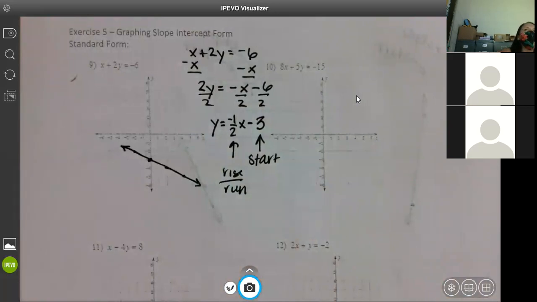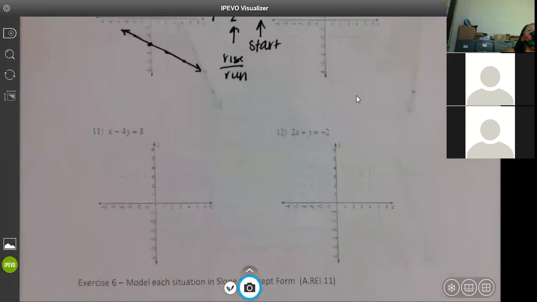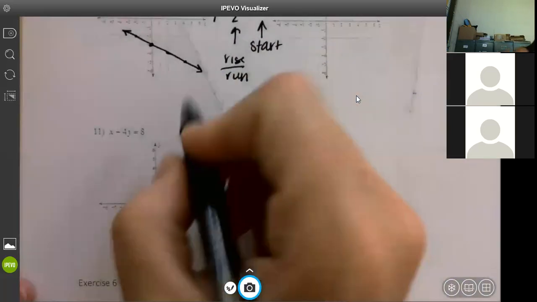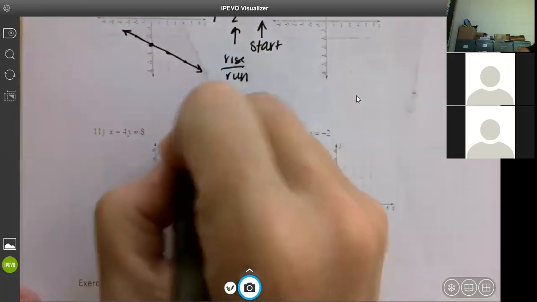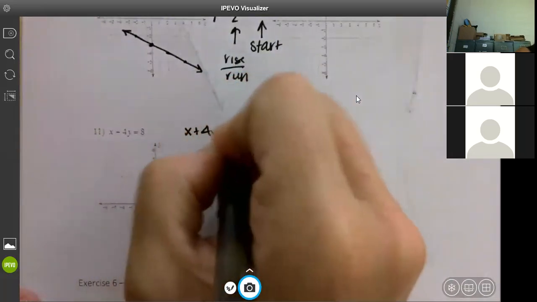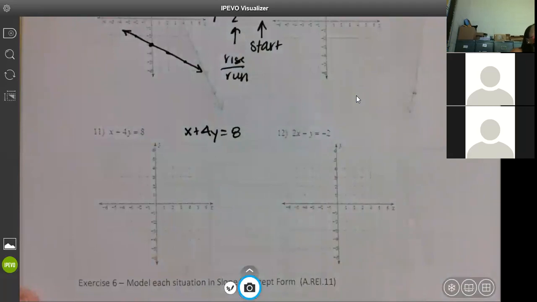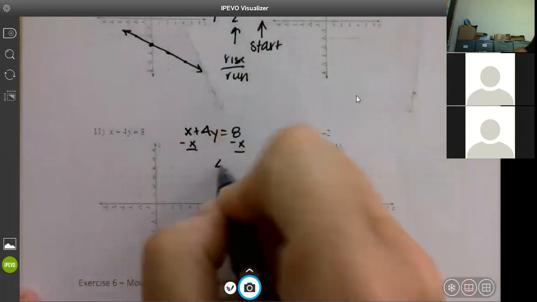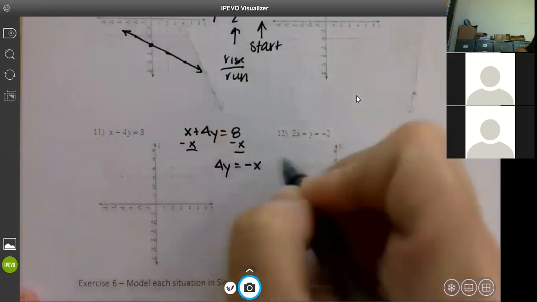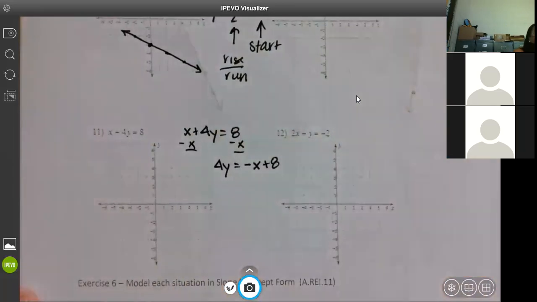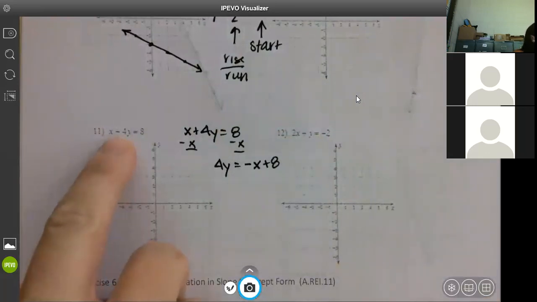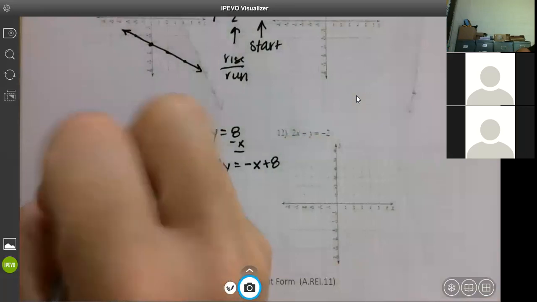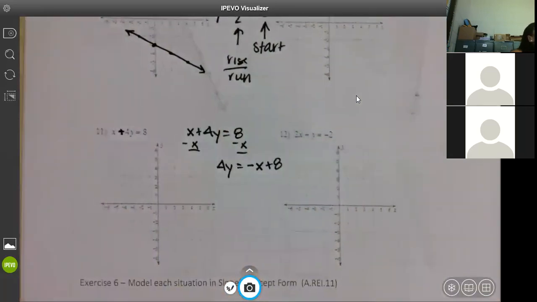I want to do number 11. And then we'll move on. So we have x plus 4y equals 8. How do I get y by itself? Subtract x, move x. I get 4y equals, put the negative x first, and a positive 8. So this is actually a plus. It's okay. That's why I rewrote it. It's hard to see. I get it. You're fine.